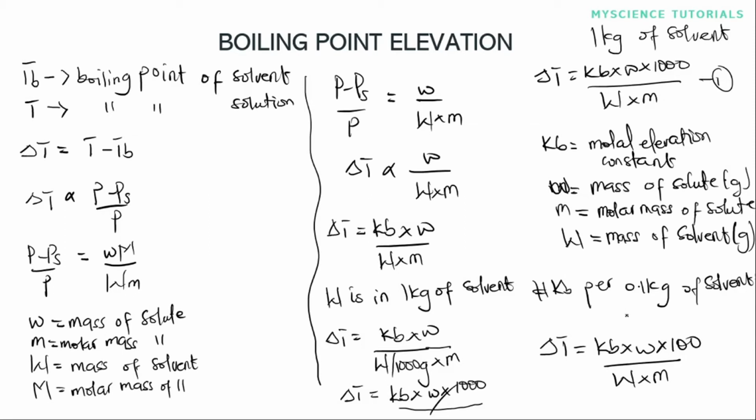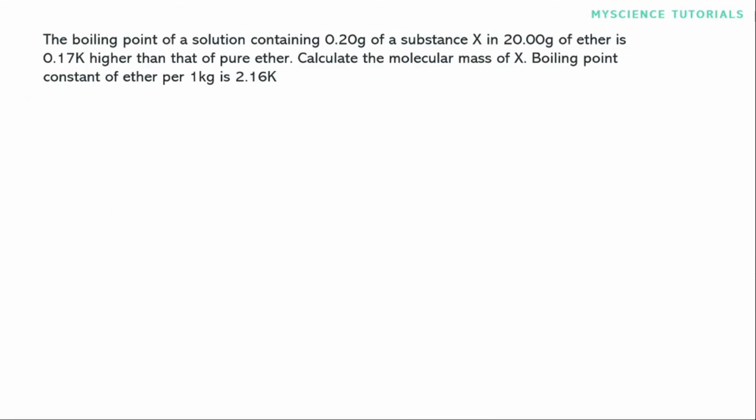Alright, so with this brief introduction, let's go ahead and look at some few examples on boiling point elevation. The first example we want to look at: the boiling point of a solution containing 0.2 gram of a substance X in 20 gram of ether is 0.17 Kelvin higher than that of pure ether. Calculate the molar mass of X. Boiling point constant of ether per 1 kilogram is 2.16 Kelvin.